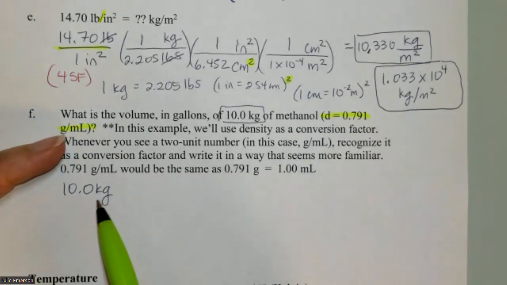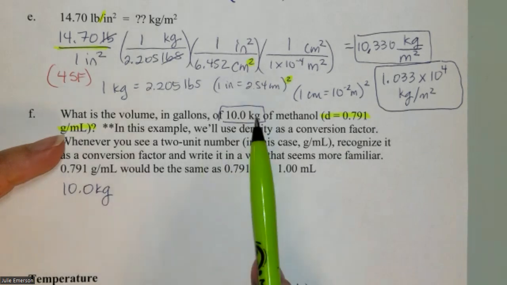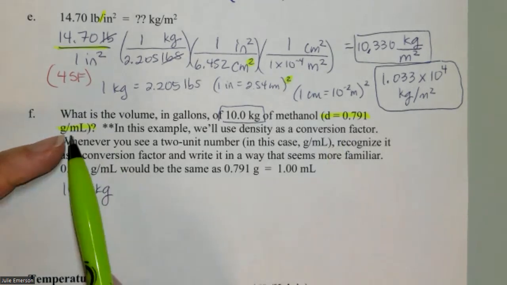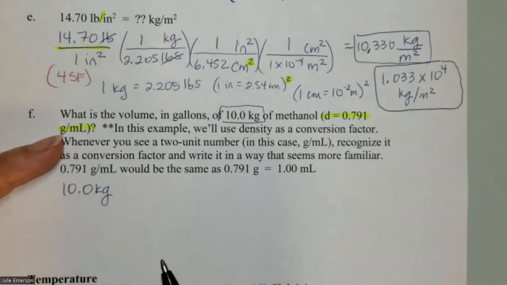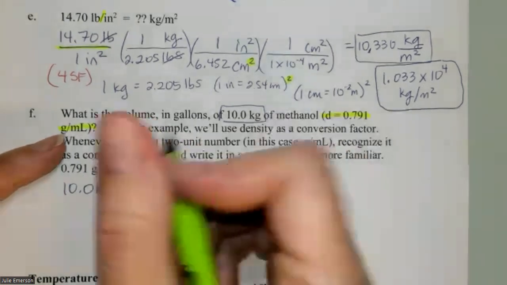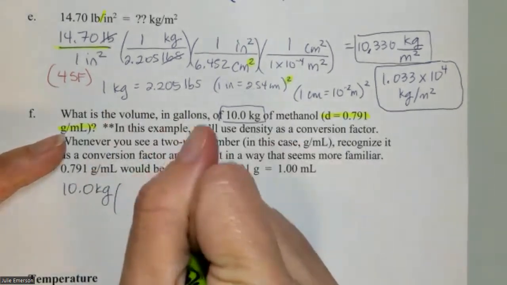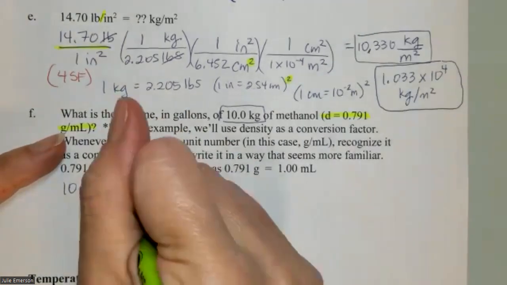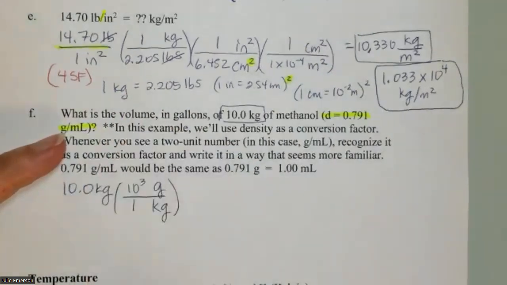So starting with the measurement, which is the mass, density is going to be the conversion factor because it's got 2 units, it's got an equivalent statement. So that's the conversion factor. So we start with our mass. We're going to convert kilograms to grams. So 1 kilogram is 10 to the third or 1,000 grams.